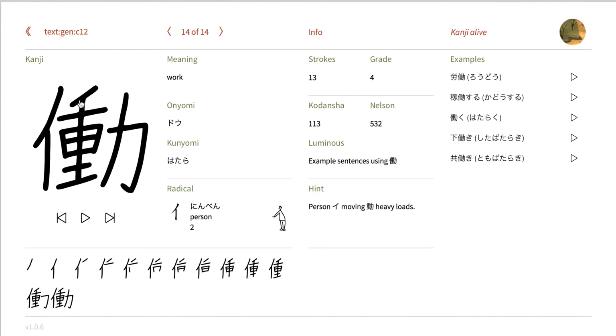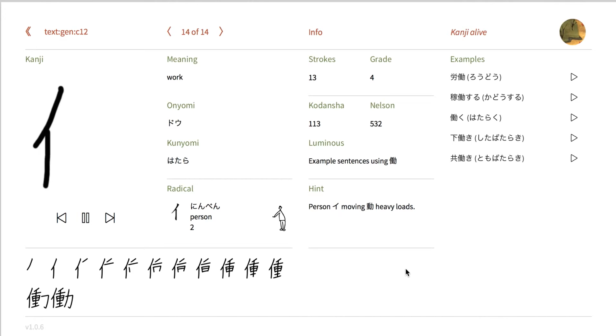And then this side without the person radical is actually the kanji for ugoku, to move. And if you want to break that down into parts, we have this part, which means heavy, and then this part, which means power. So a person moving heavy loads, right? A person using their power to move heavy loads is working. Let's take a look at the stroke order.